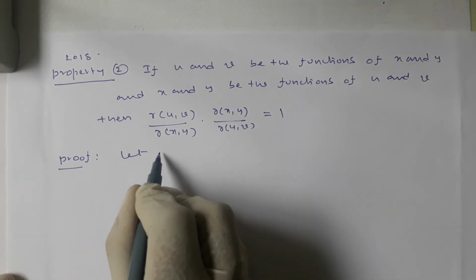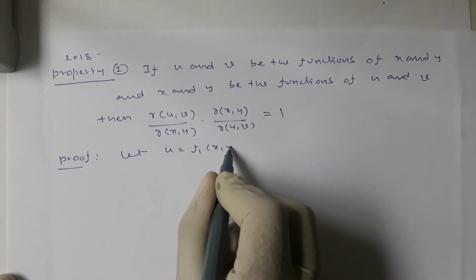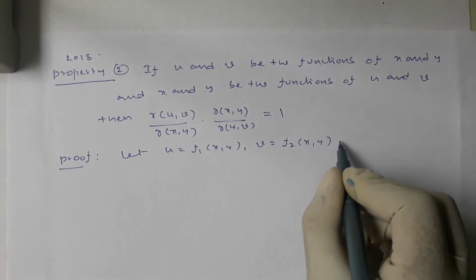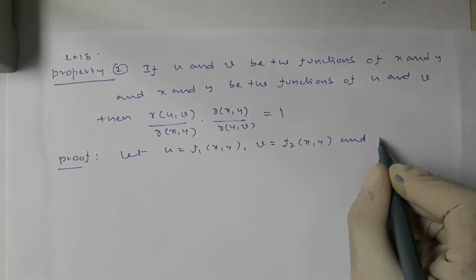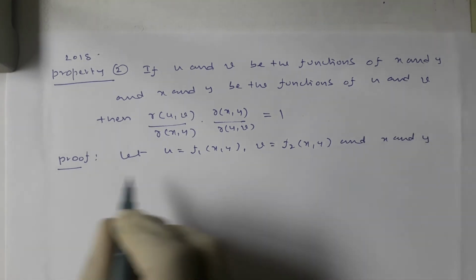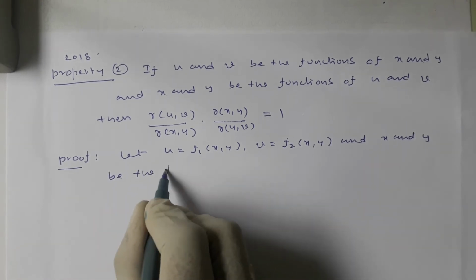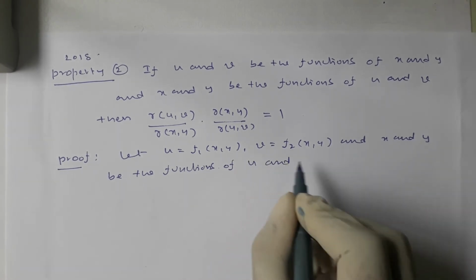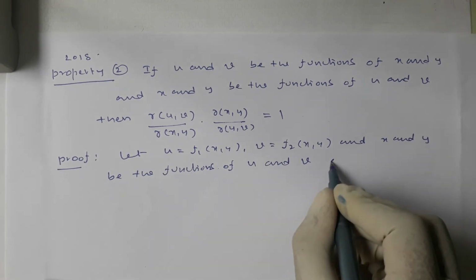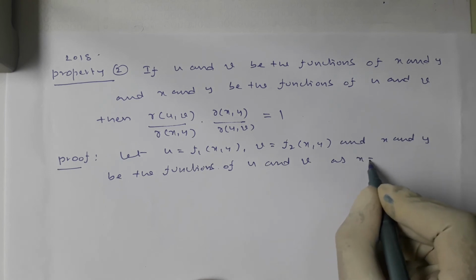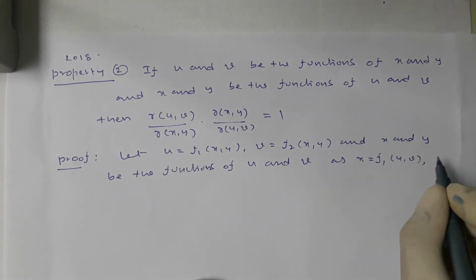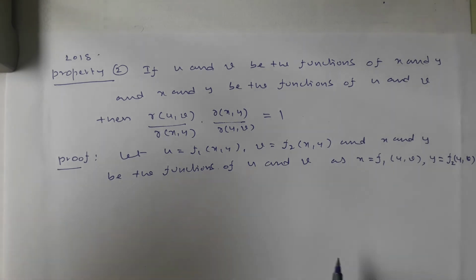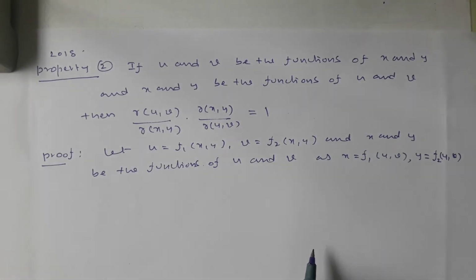let u is equal to f1 of x comma y, comma v is equal to f2 of x comma y, and x and y be the functions of u and v, as x is equal to f1 of u comma v, comma y is equal to f2 of u comma v. Right.